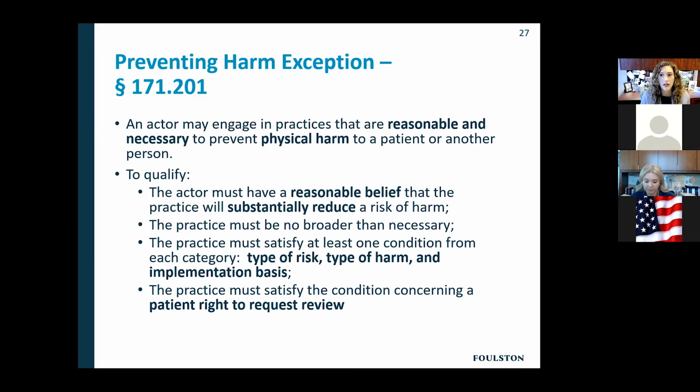HIPAA has a preventing harm exception as well, and what the ONC did in the final rule was align with HIPAA. Under that final rule, and under HIPAA, the patient has the right to request review if you deny on the basis of preventing harm. So if you invoke this exception, the patient still has the right to request review of the reasons why you interfered with or denied the access on the basis of preventing harm.